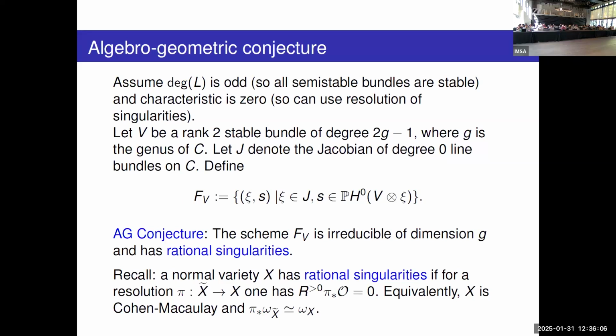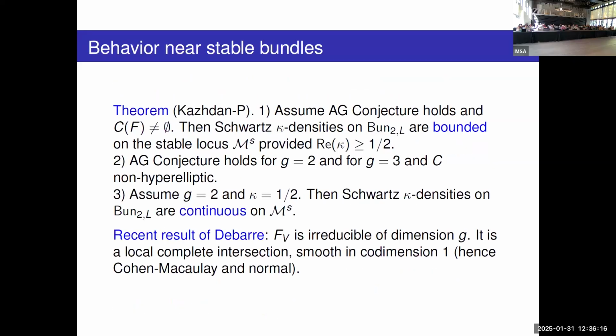So the fact that it's irreducible in dimension G is not a conjecture, it's a theorem now, a theorem of Debarre. The fact that they are local complete intersections, if they are of correct dimension, is easy. This is due to the determinantal setup: it's associated with a map of bundles from a bundle of degree n plus 1 to a bundle of degree n. From this setup, it follows that if it has correct dimension, then it's a local complete intersection, right?